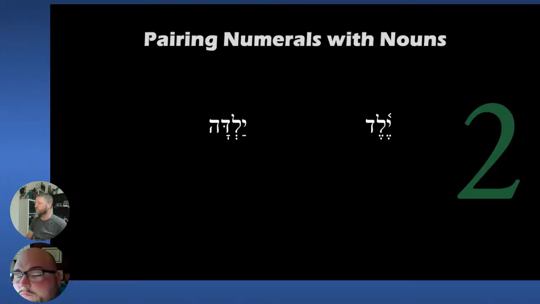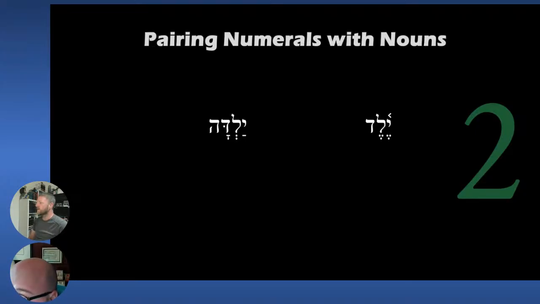Okay, number two. Now we're going to say two boys and two girls. So yeled is a boy and yalda is a girl. How do you say plural? Yeladim and yeladot. Remember the segolate nouns have a secondary pattern in the plural. Yeled, yeladim, yalda, yeladot.